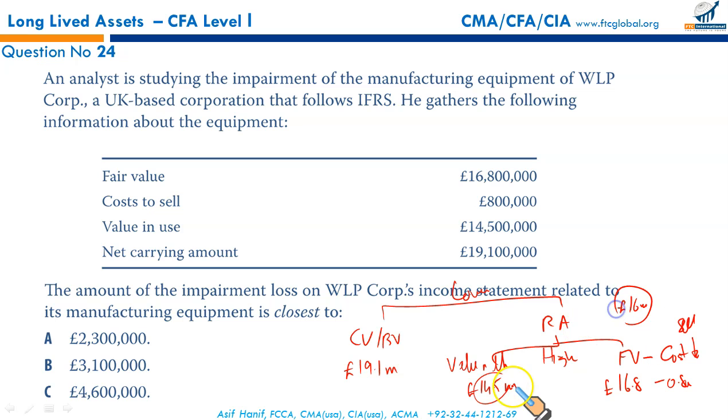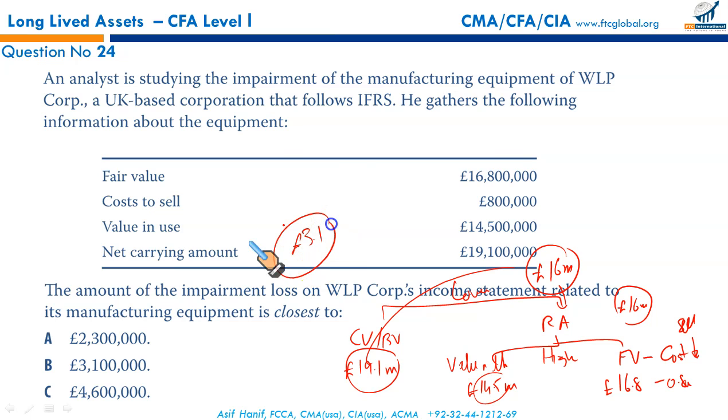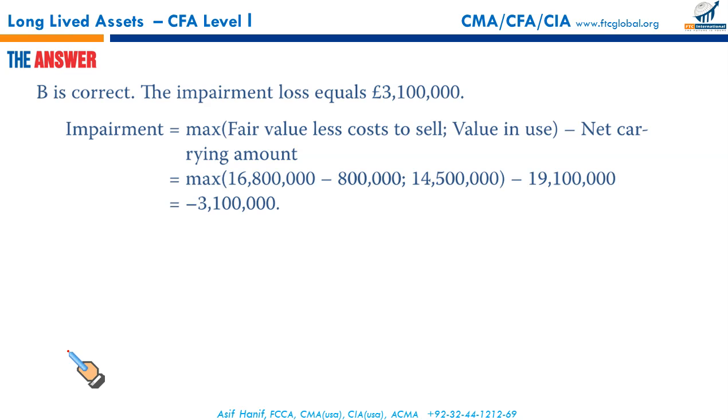The higher of these is clearly 16 million. This 16 million is the recoverable amount. It will be compared with the carrying value. Since carrying value or book value is higher than the recoverable amount by 3.1 million, this 3.1 million pounds would be the impairment loss. That makes B the correct option.